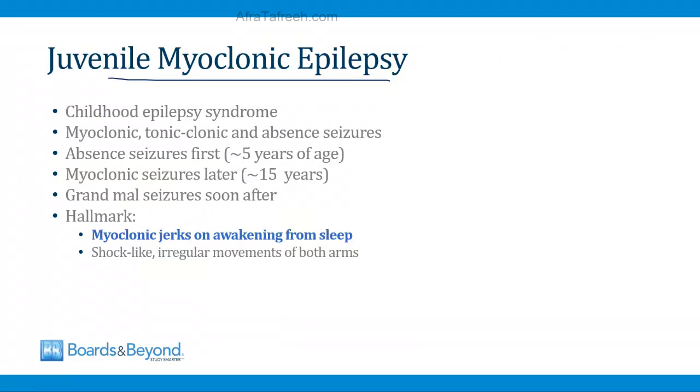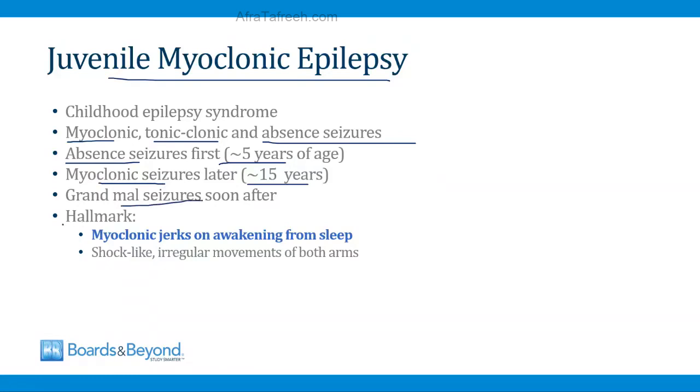Juvenile myoclonic epilepsy is another childhood epilepsy syndrome. Children who have this disorder develop multiple different kinds of seizures. They can develop myoclonic seizures, tonic-clonic seizures, and also absence seizures. Usually they first have absence seizures. This occurs around age 5. Years later, usually around 15 years of age, they develop myoclonic seizures, and then after that they can go on to develop grand mal seizures, so it's sort of a progressive seizure disorder.